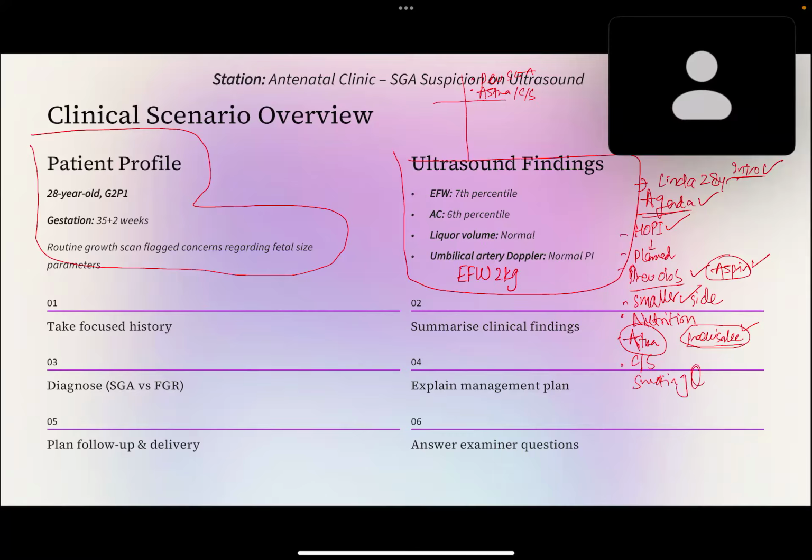Okay, doctor. Okay, great. And also, pardon me for asking this, any recreational drugs? No, doctor. Never. Okay.